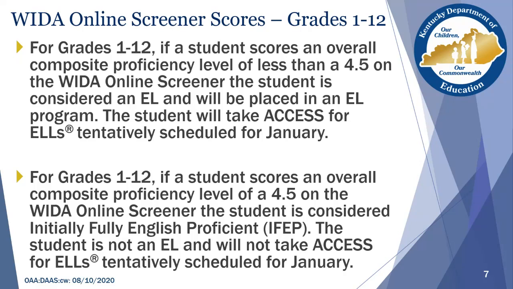What happens if our students score a proficiency level of 4.5 on the WIDA screener? Then they are what we call initially fully English proficient. They're IFEP students. They would not be considered EL. The student is not EL, would not take ACCESS tentatively scheduled for January, would not have a program services plan in place, and would not be given ACCESS.